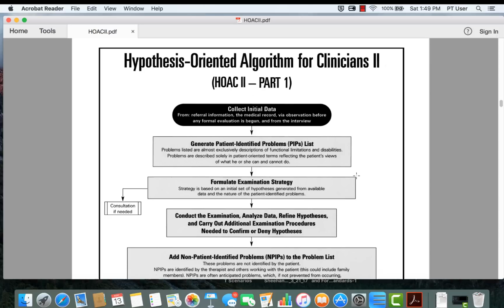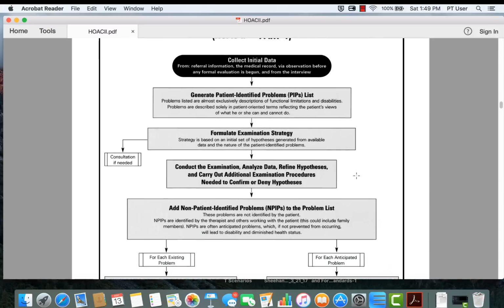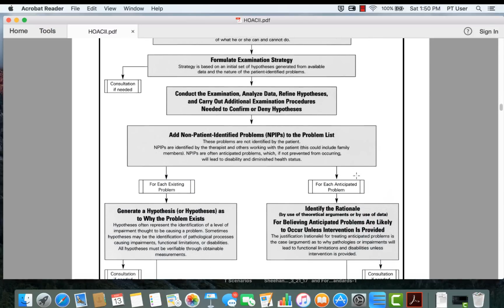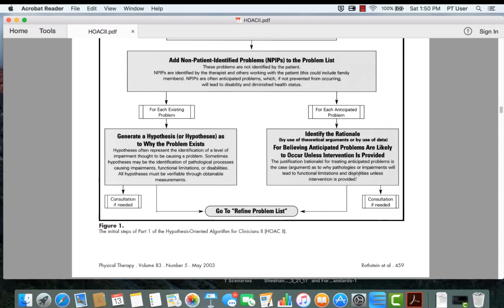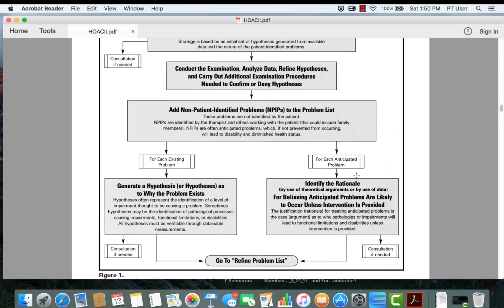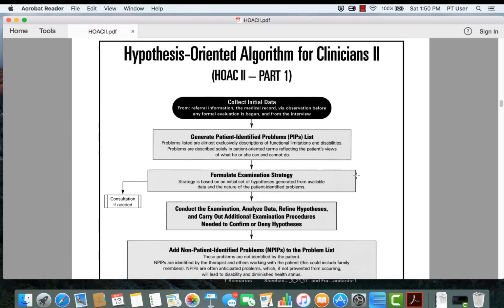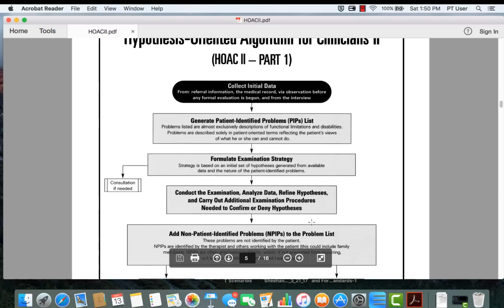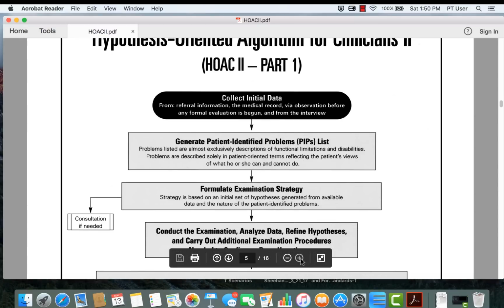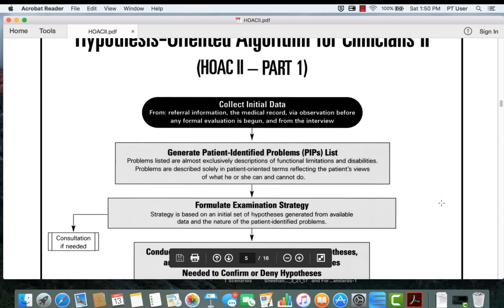Okay? So what we're going to do now is I'm going to take you through this first page here and just kind of go through these boxes and talk through them. And then we'll take a little break and go back to the second page of part 1. So let's focus in here a little bit. Let's start at the very top.